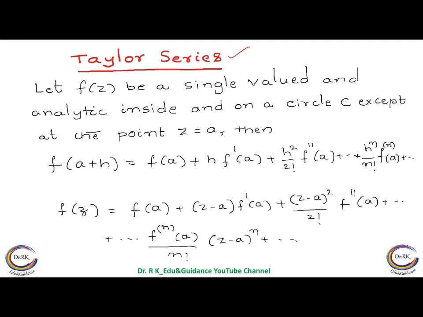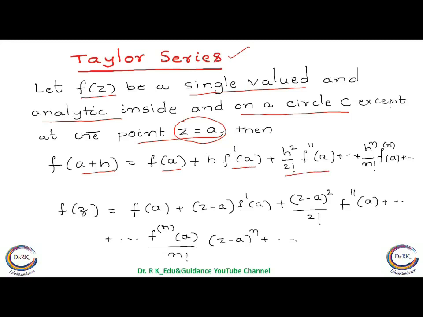Next, Taylor series. Right? Let f of z be a single valued function which is analytic inside and also on a circle C except the point z equal to a. That is, f of z is analytic everywhere except at the point z equal to a. That means then this function can be written as f of a plus h equal to f of a plus h into f dash of a, plus h square by 2 factorial f double dash of a, plus so on, h power n by n factorial, nth derivative of f at a, plus so on.